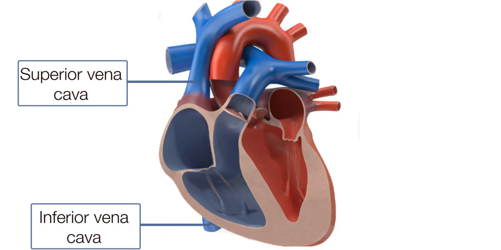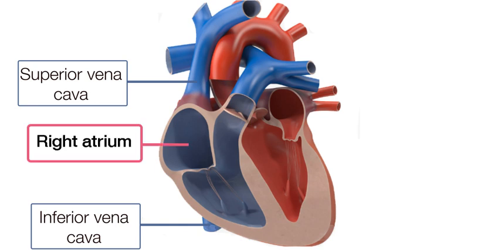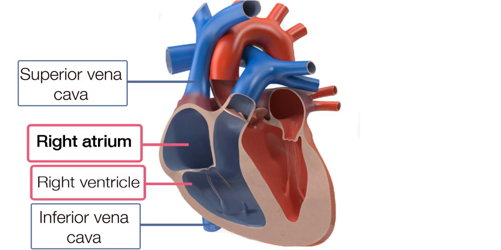As can be seen from the image here, both of these veins open into the right atrium. The right atrium is the first of the four heart chambers that blood will travel through. Once the right atrium is full of blood, the muscular walls of the atrium will contract and squeeze blood into the next chamber of the heart, the right ventricle.